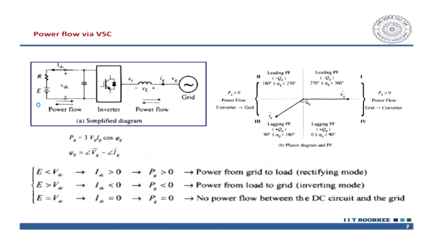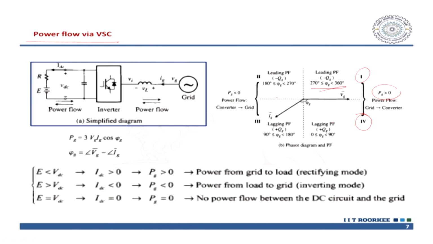Now, let us see the case where power flows via the VSC. If it is from the grid side to the inverter side, it is an active rectifier, and if it is reverse, it is the inverter operation. And also there are issues of the power factor. For example, if Pg, the grid power, is greater than 0, the power is flowing from the grid to the converter, and that is the first quadrant operation.